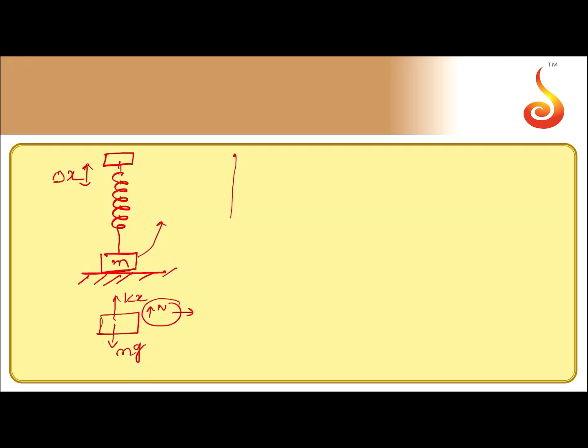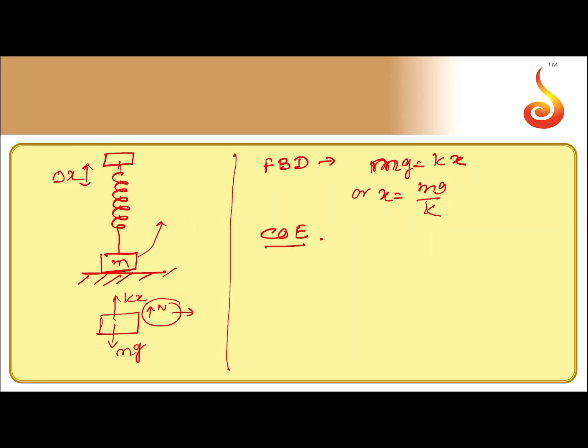So having said that the normal reaction becomes 0, if I consider the free body diagram of the lower block, I can write mg is equal to kx, or x is equal to mg divided by k. So now what should we find out? We should find out the value of delta x. I'll use conservation of energy. What is conservation of energy?